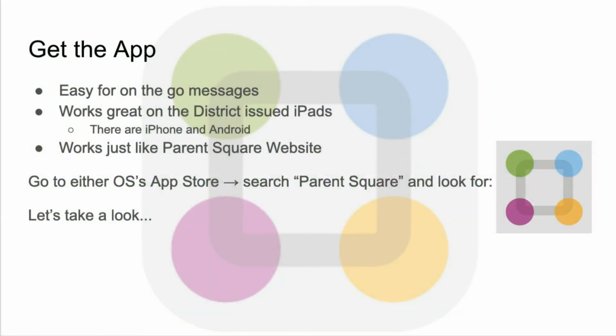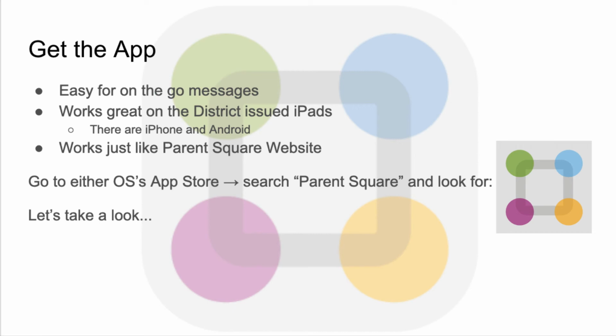So it's easy for on-the-go messages. It works great on the district-issued iPads, and I'm going to show you how to load it onto your iPad. If you choose to have it on your iPhone or Android phone or whatever phone you have, there are ways that you can download it onto your devices. And it pretty much functions just like the Parent Square website. So in order to find it on your App Store, go to your operating system's App Store, search Parent Square, and look for the icon of the Parent Square.